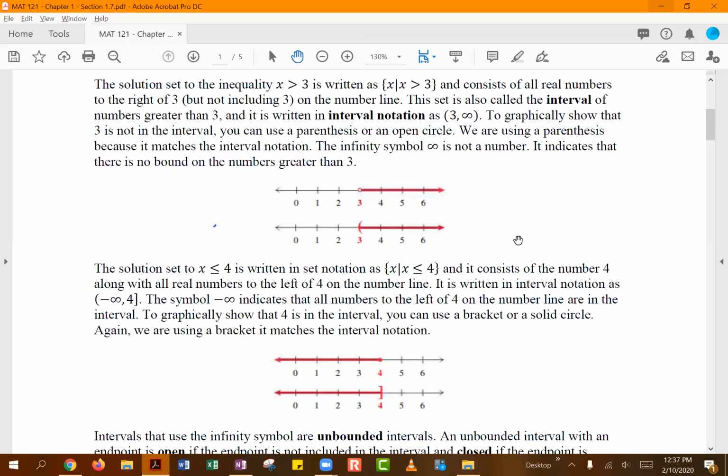So since infinity really is not a number like 3 and 4 are, we cannot put brackets on infinity. We never put brackets on infinity. So even though technically we're including it, we don't really put brackets on them. The brackets will only go if your symbol has that little equal to on it. If it's equal to, put a bracket on the number. If it's just less than or greater than, you put the parentheses.